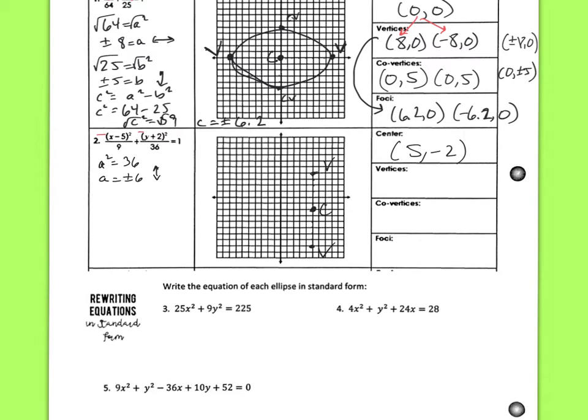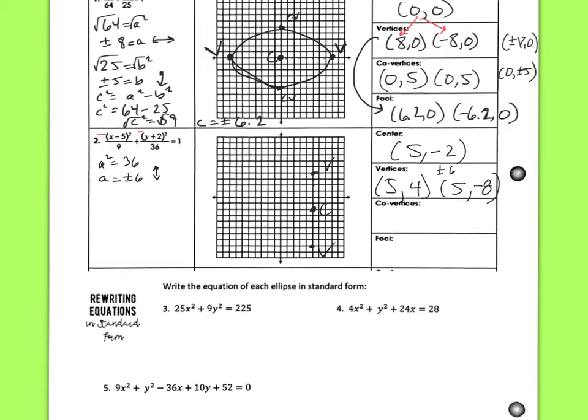The bigger direction are your vertices. So we went from the center, we added and subtracted to the y 6. So do the arithmetic, or count the squares on your graph. So we have -2 plus 6, and then we went 5, and then we did -2 minus 6.